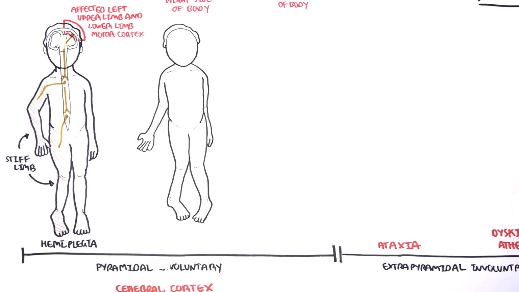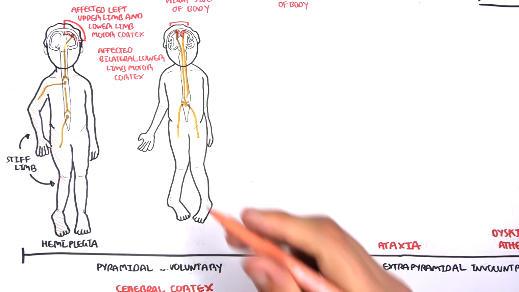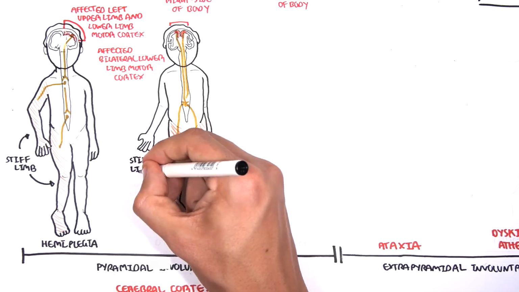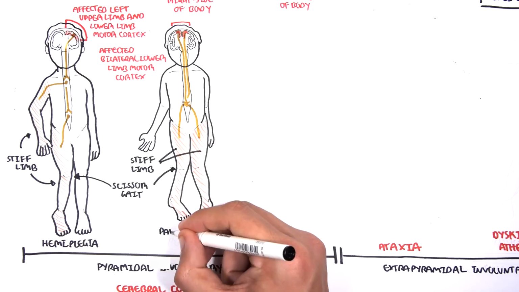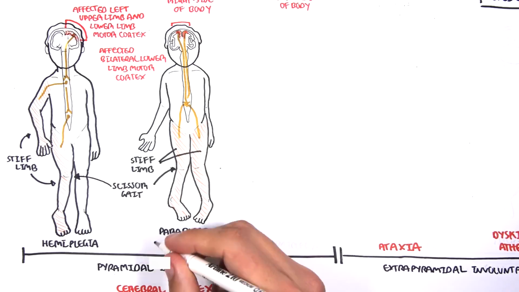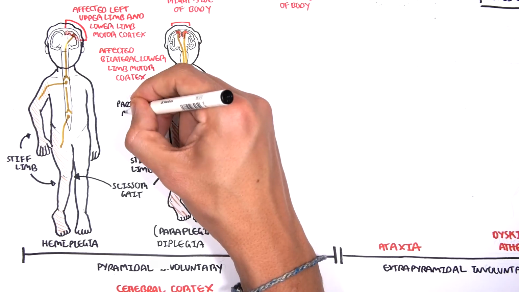Similarly, in this example, the affected area is bilaterally the lower limbs of the motor cortex, which means that the lower limbs of the person will be stiff and also have increased tone. When the muscles in the lower limb are stiff with increased tone, different muscles work more than others, and a characteristic feature of spastic cerebral palsy is the scissor gait. Because the lower half of the body is affected, this is also called paraplegia or diplegia. Other parts of the limbs can also be partially affected in spastic cerebral palsy.